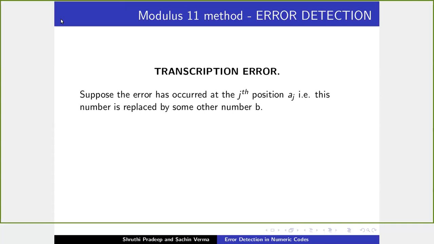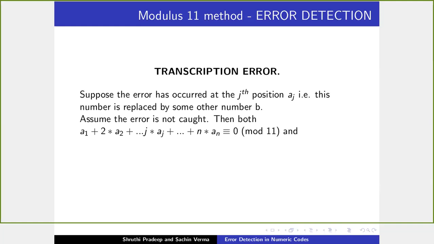So moving on to transcription error, the first type of error. This is also known as the single digit error. Suppose we assume that the error has occurred at the jth position, say aj, and that number aj is being replaced by some other number b. Let us see whether the error is caught or not.